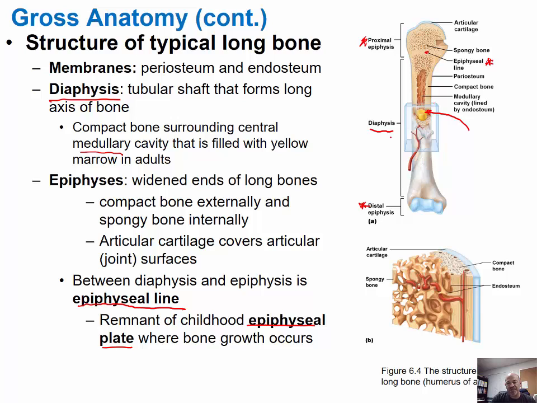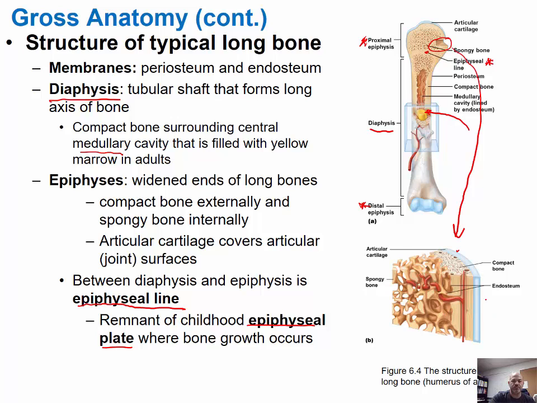And if we zoom in here to a chunk right here, we can see the structure located near the epiphyses. You can see you have your articular cartilage on the surface, there's your compact bone on the outside, and then on the inside you have your spongy bone.